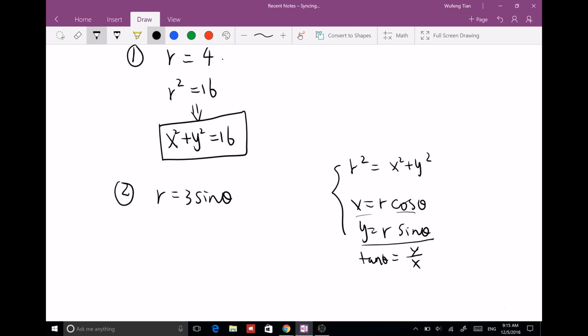So compare this one and this one. I have r sine theta. Do I have r here? This is 3 sine theta. It's r sine theta, so it's 3 sine theta. Okay, so compare this one and this one. I want to use the formula r sine theta. What do you think I need to do here?